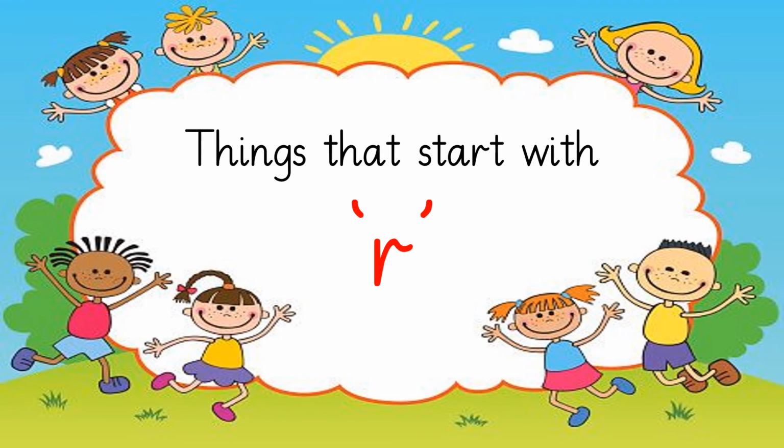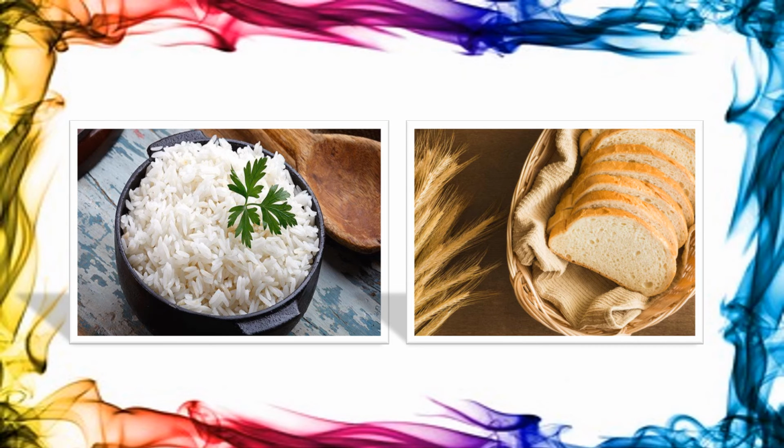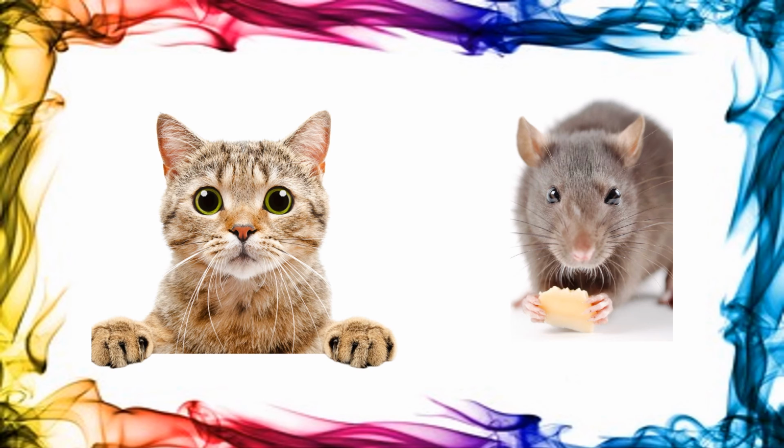It's time to find out some things that start with the sound R. Which of these things start with the sound R? Is it rice or bread? Rice or bread? That's right. Rice starts with the sound R. Let's check out the next one. Is it a cat or a rat? Cat, rat. That's right. Rat starts with the sound R.